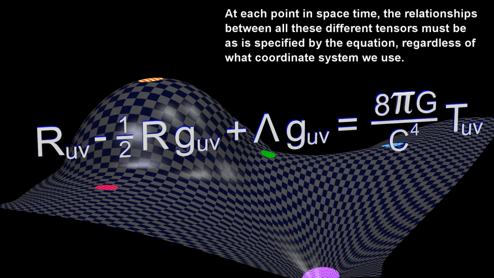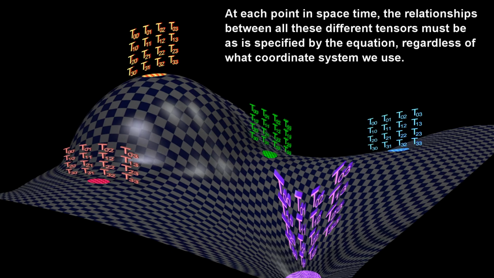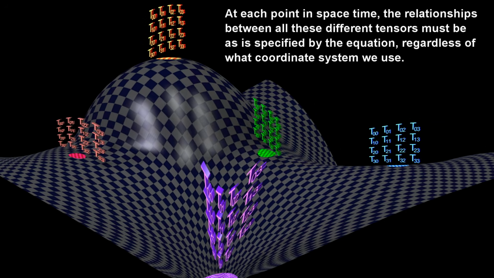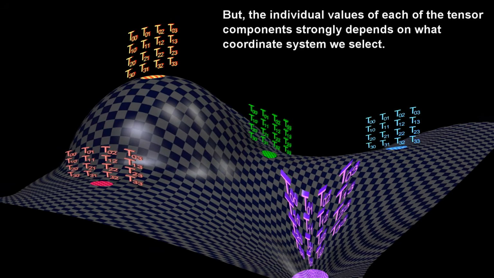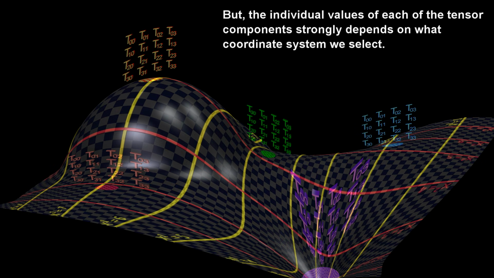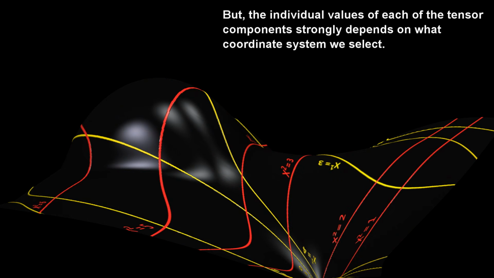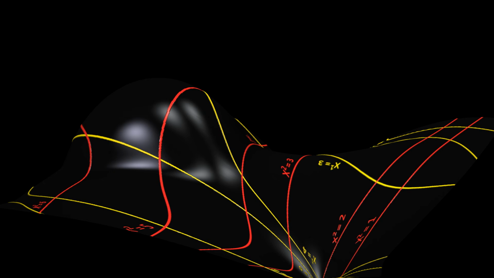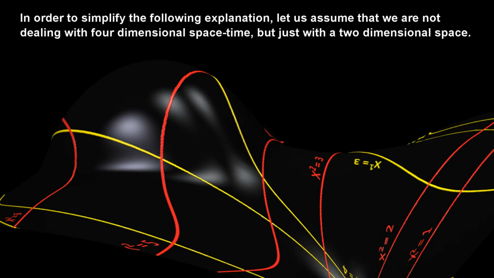At each point in space-time, the relationships between all of these different tensors must be as is specified by the equation, regardless of what coordinate system we use. But the individual values of each of the tensor components strongly depends on what coordinate system we select. In order to simplify the following explanation, let us assume that we are not dealing with 4-dimensional space-time, but just with a 2-dimensional space.